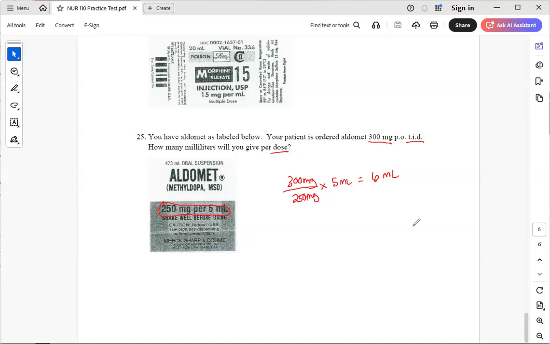Okay, I have a question. Go ahead. The question we solved, do we have to multiply it by the three times a day? So I was thinking we still multiply the TID, which is 6 times 3 is 18 mL. You would only multiply by 3 if it asked you for the per day. So, how many milliliters would you give per day? If it tells you per dose, or if it just says how many milliliters will you give, you're just going to calculate for the one dose.